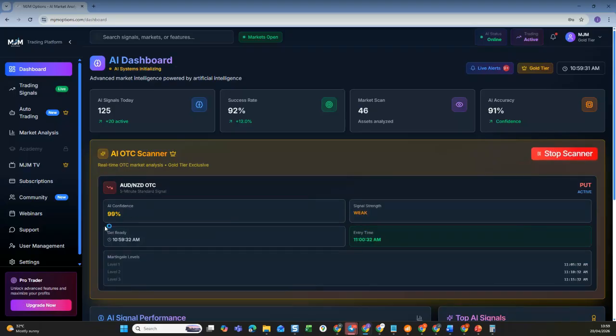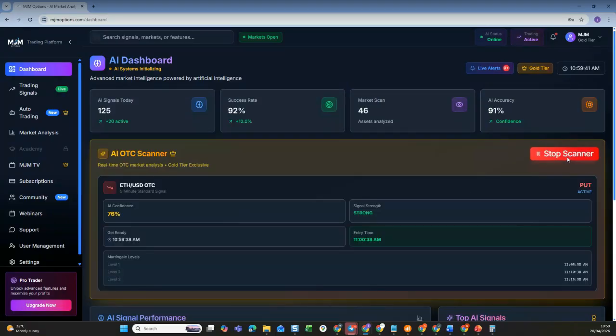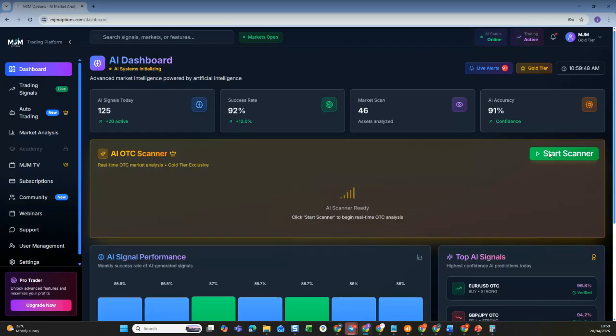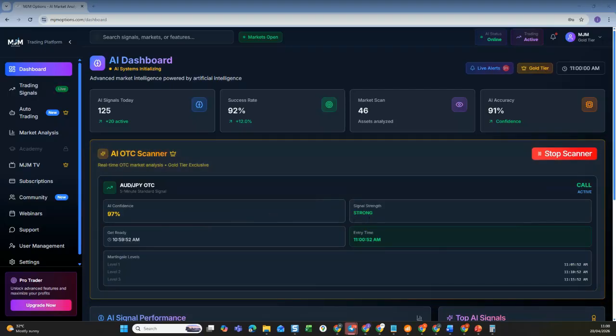99, weak, no. 90, moderate. 82, moderate. 76, no. 82, no. 99, weak. 75, no. 81, no. 97, and strong. 97 and strong.